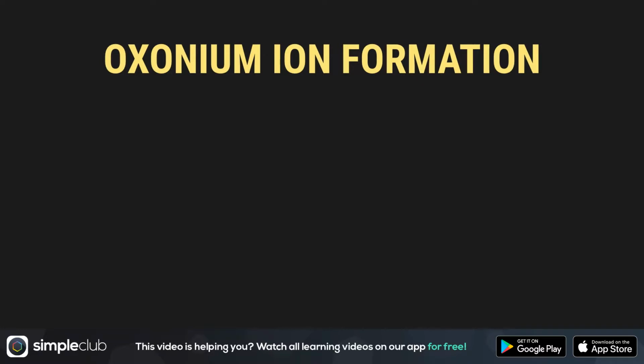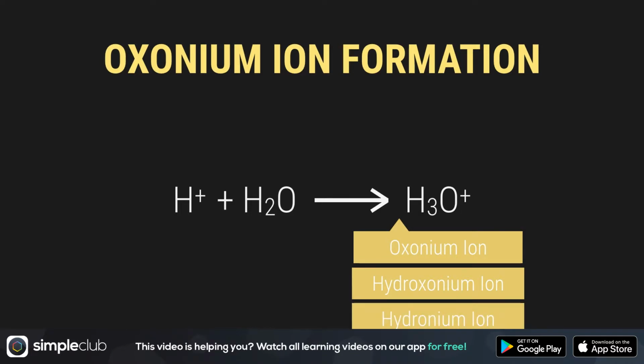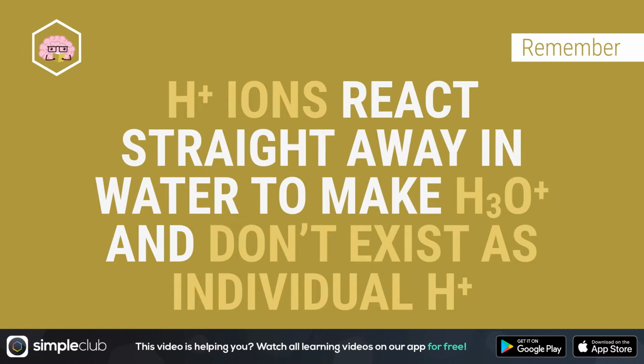When we have hydrogen ions in water, they react straight away with water molecules. This makes an oxonium ion, H3O+. You can also call that a hydroxonium ion or a hydronium ion. Why use just one name when you can have three? Okay, just remember that H+ ions react straight away in water to make H3O+ and don't exist as individual H+.